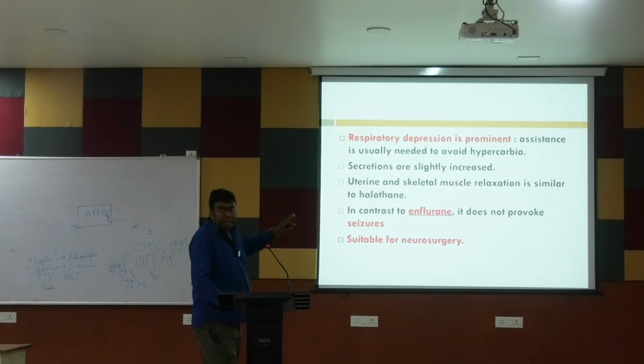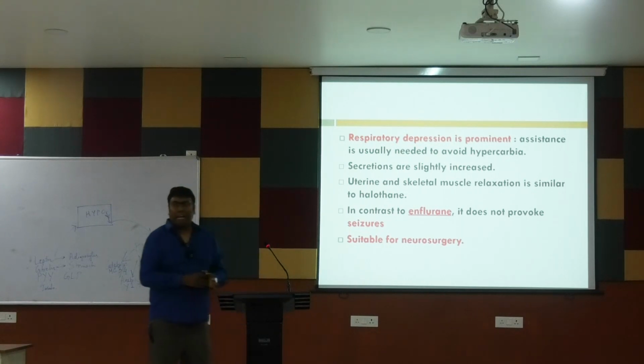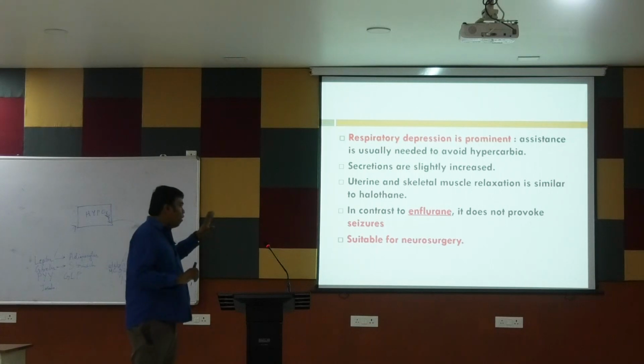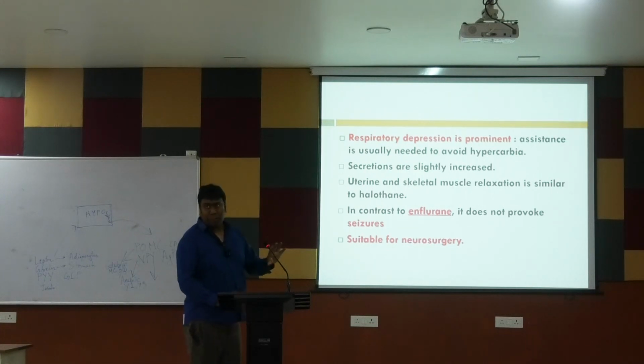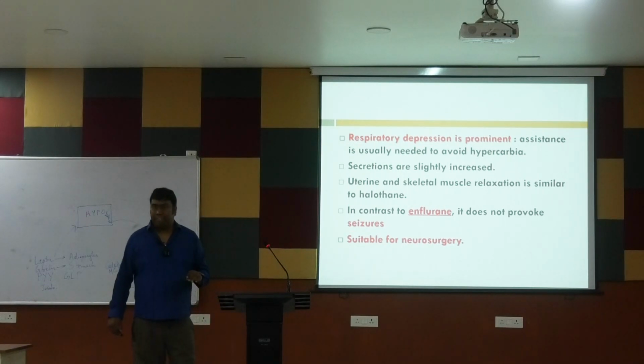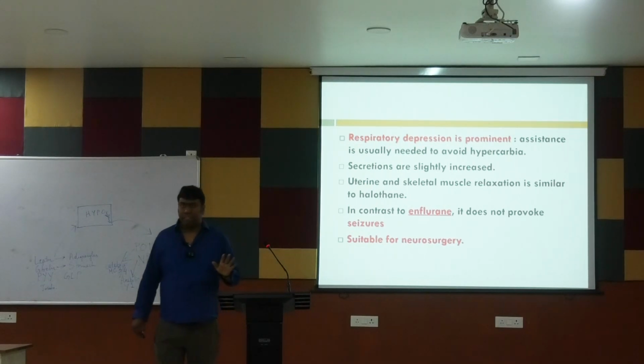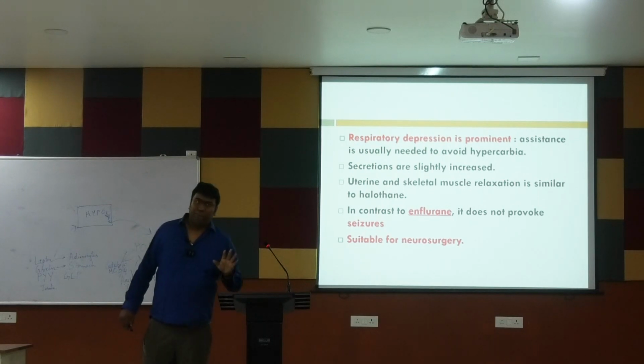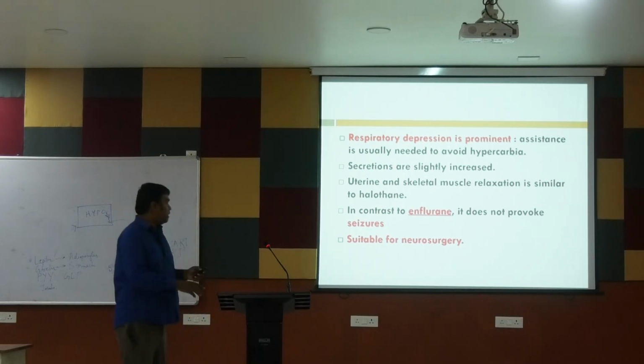Enflurane, another fluorine, can produce seizures, rarely used nowadays, but isoflurane doesn't have this side effect of seizures. Seizures means convulsion. Which one produces convulsion? Enflurane. Isoflurane doesn't have this seizure, and it is suitable for neurosurgery. Isoflurane is a very good agent for neurosurgery.